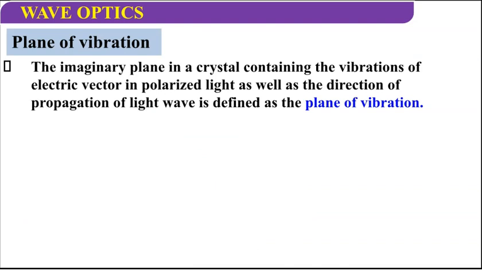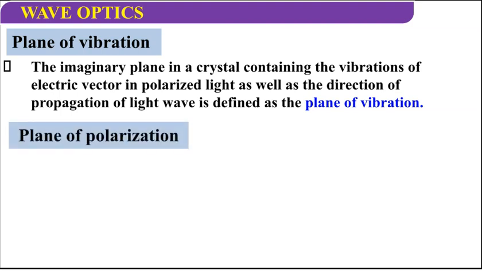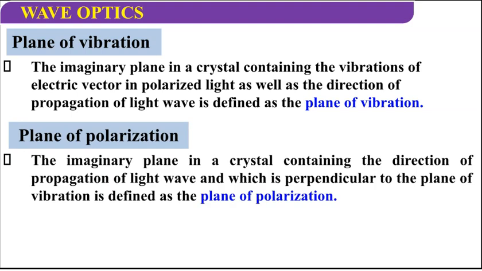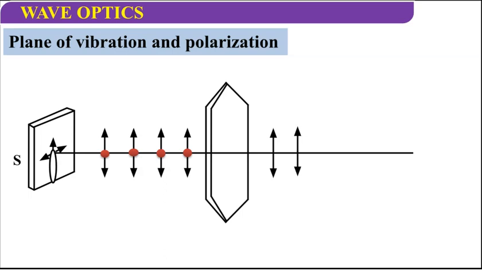Plane of vibration: the imaginary plane in a crystal containing the vibrations of the electric vector in polarized light as well as the direction of propagation of light. Light waves have a plane of vibration. Plane of polarization: the imaginary plane in a crystal containing the direction of propagation of a light wave which is perpendicular to the plane of vibration is defined as the plane of polarization.